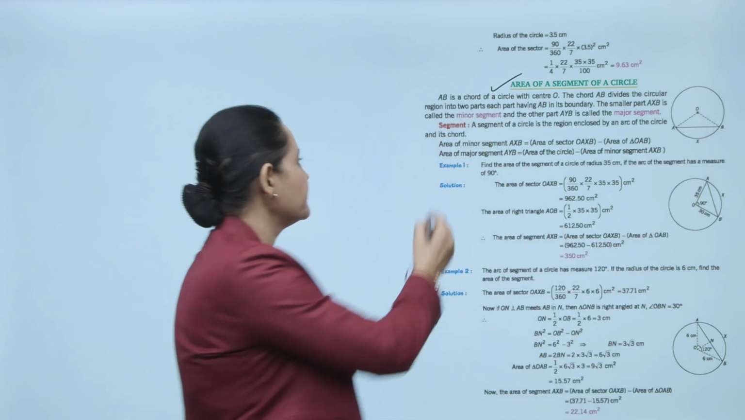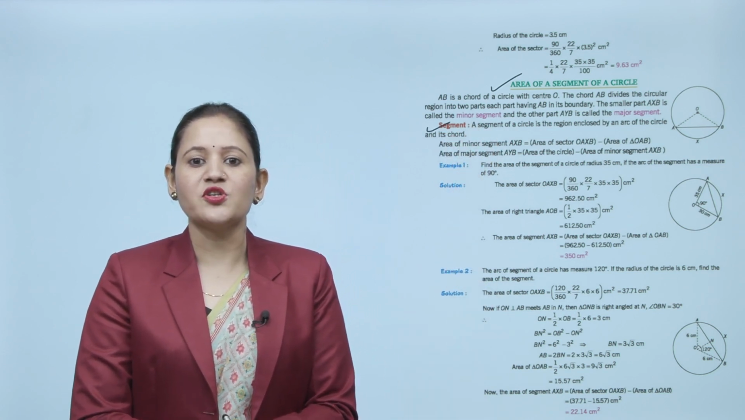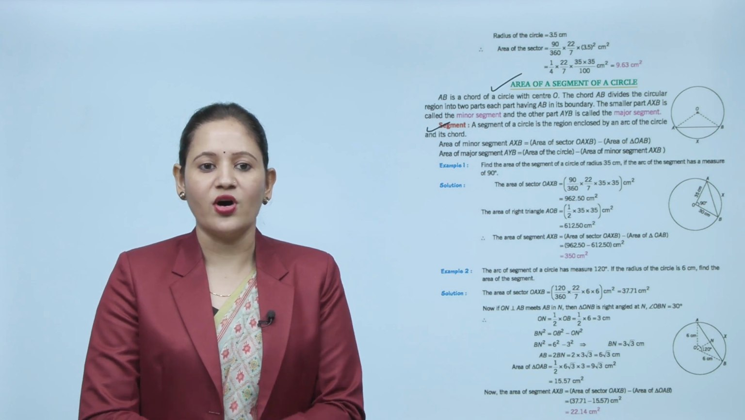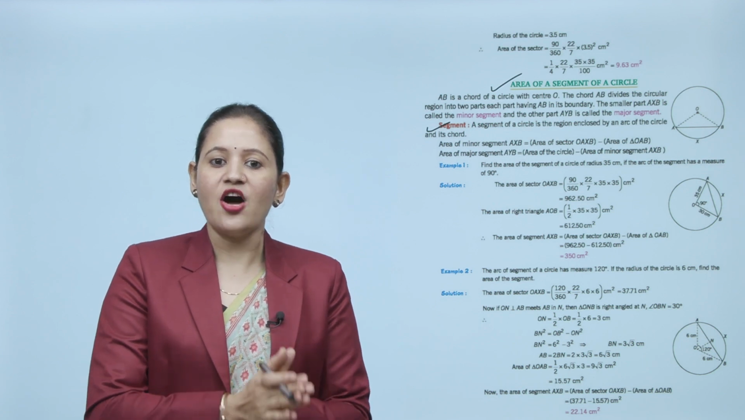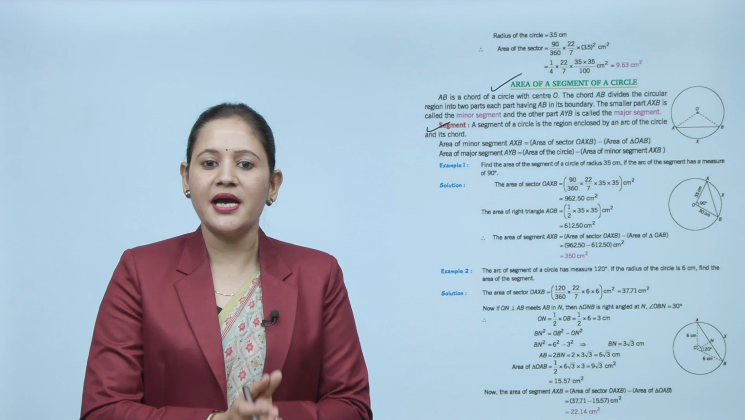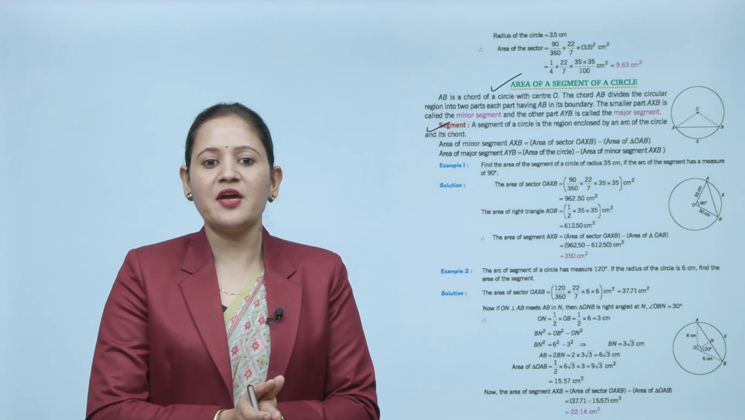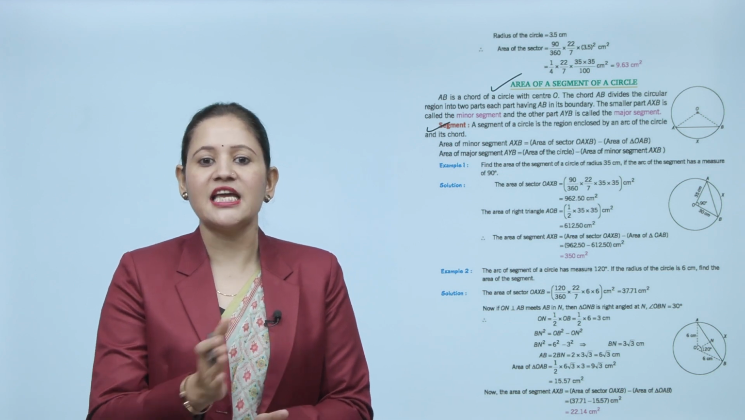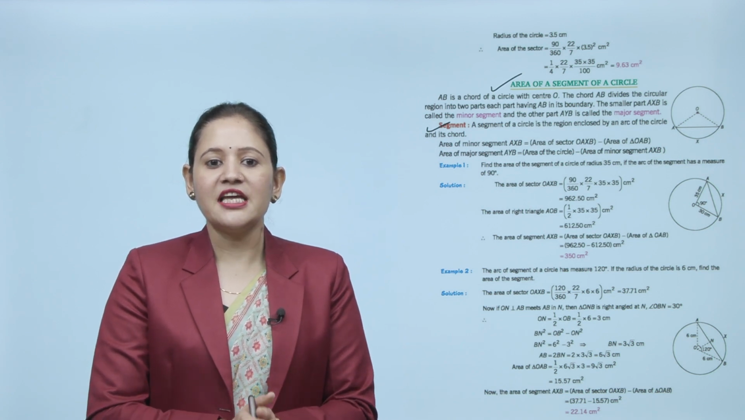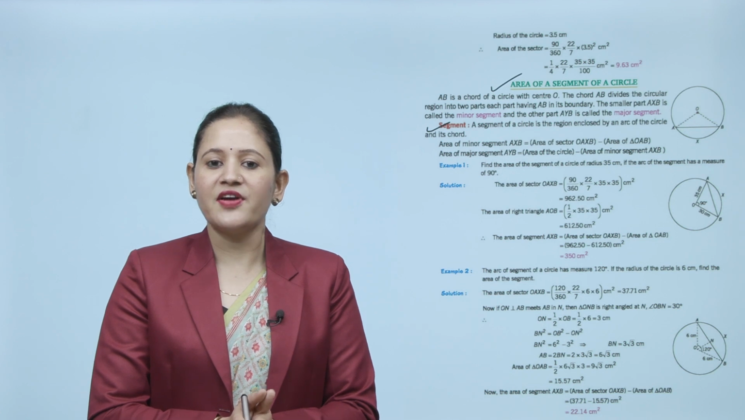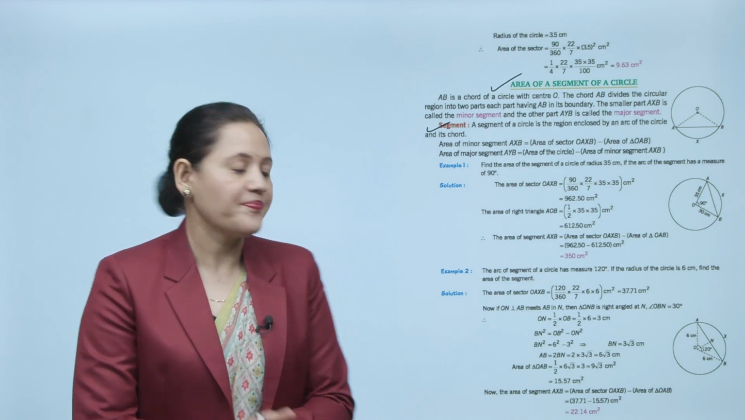Next is segment. The segment of a circle is the region enclosed by an arc of a circle and its chord. Area of minor segment AXB equals क्या होगा? Area of sector OAXB minus area of triangle OAB. Area of major segment AYB equals area of circle minus area of minor segment AXB. Let's take an example. Find the area of segment of a circle of radius 35 cm if the arc of the segment has the measure of 90 degree.